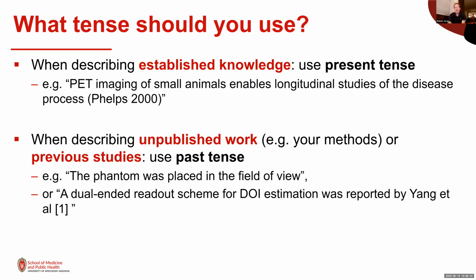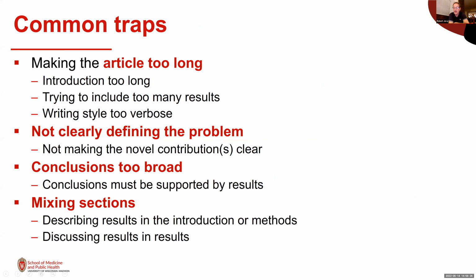Okay, common traps. Common traps, which I already mentioned a little bit, are that many articles are too long. Often introductions are too long. There are often too many results, and the writing style might be too verbose, which means too many words. So try to be clear, use short sentences, and try to have pointed sentences.